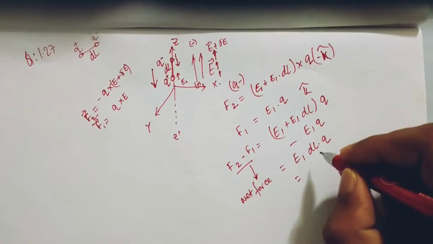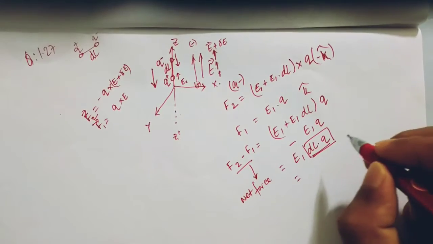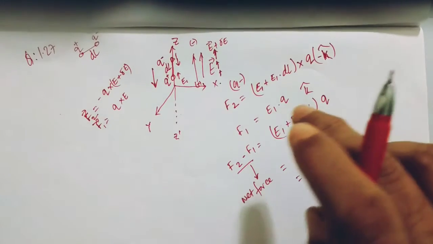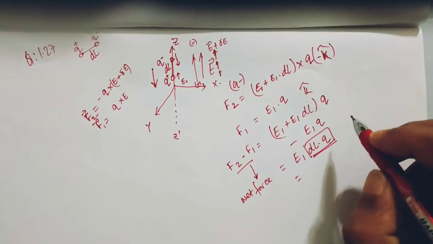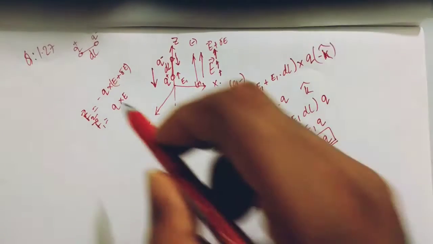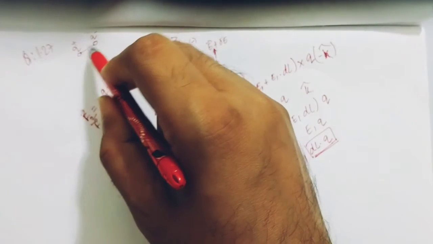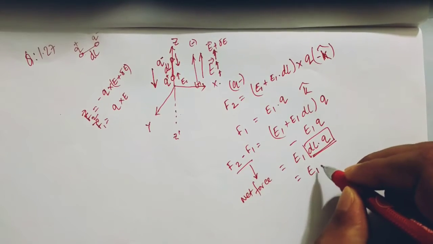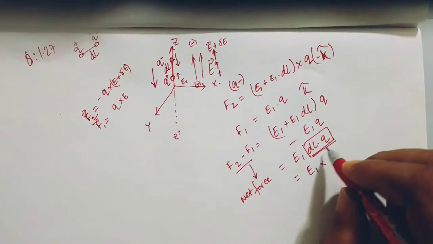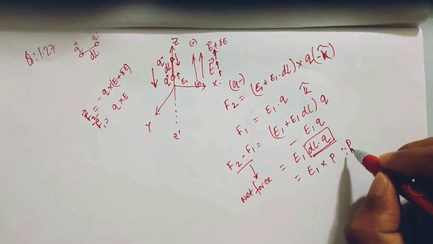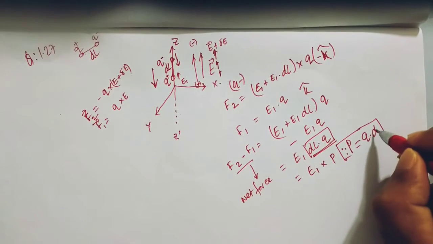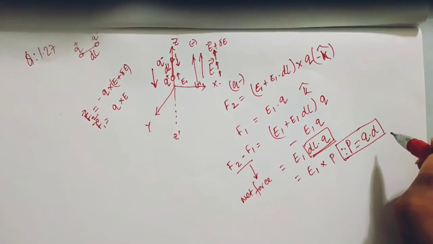Now you see the dl and q, what is actually represented? dl and q is nothing but the dipole moment, because we have seen the dipole moment is always the distance between the two charges and the q. So this is actually the electrical field gradient and this dipole moment, because the dipole moment is always q into the distance between the two charges, qd. Earlier we have read like this.